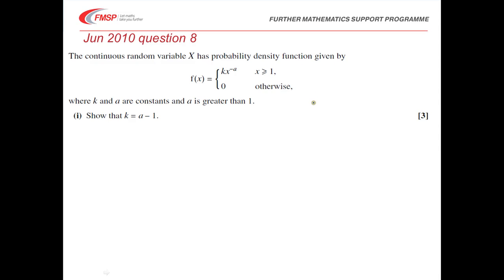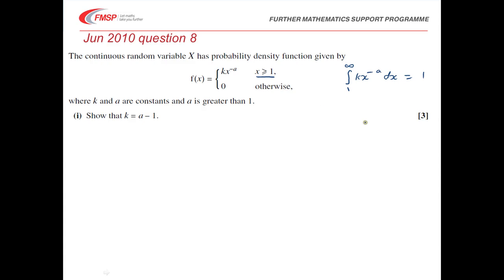So before we start this, there are a few key properties that I'd just like to emphasize for you. The first one is that this is continuous. So instead of the sum of the probabilities equaling 1, we actually have the integral of the probabilities over the support. So the integral from 1 up to infinity of k x to the minus a with respect to x actually has to equal 1. That's one of the key properties about a continuous random variable, the fact that the areas must work.